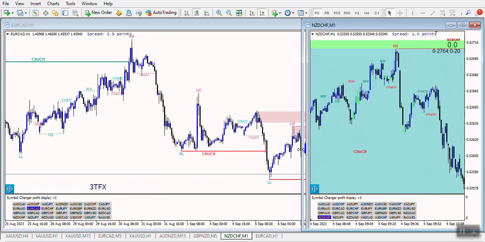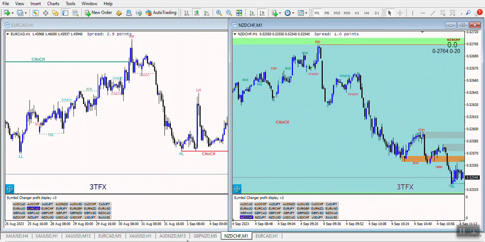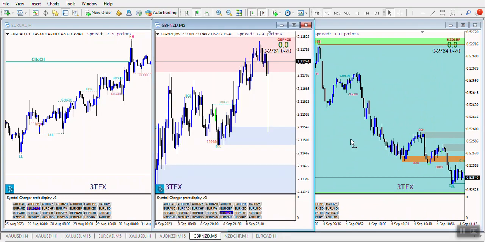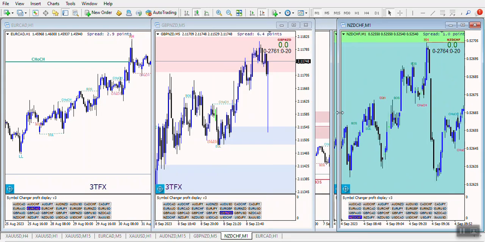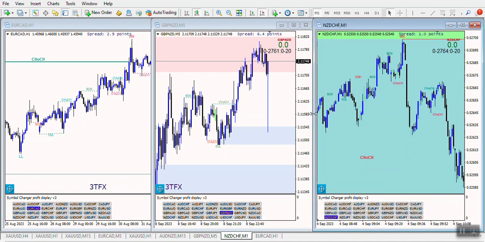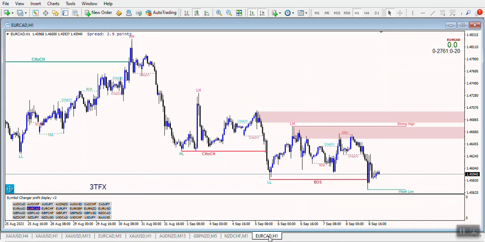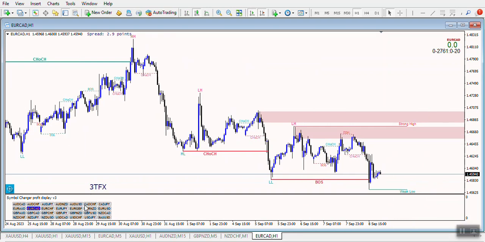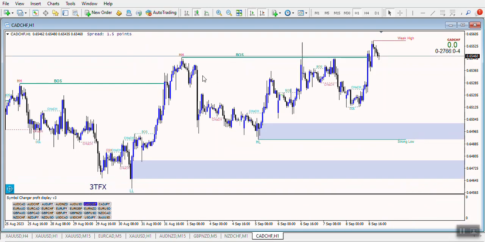Right, so this week I've seen two pairs that I'll be watching on the 1 hour time frame. The first one is CAD CHF. Now you see we had a break of structure here. The price gave a higher low, then right now price has also broken a structure.